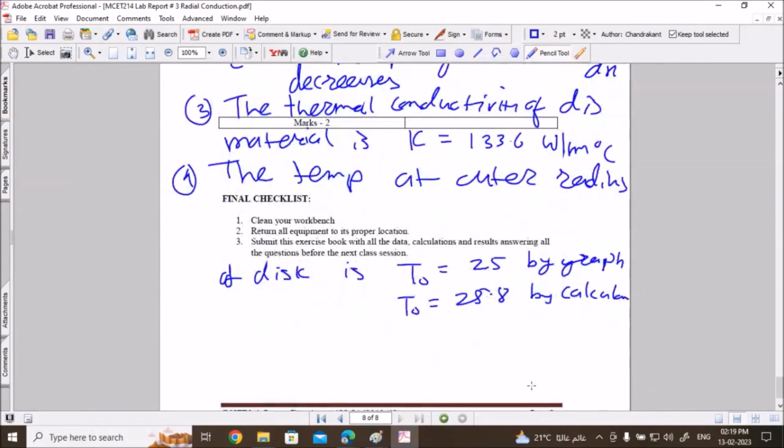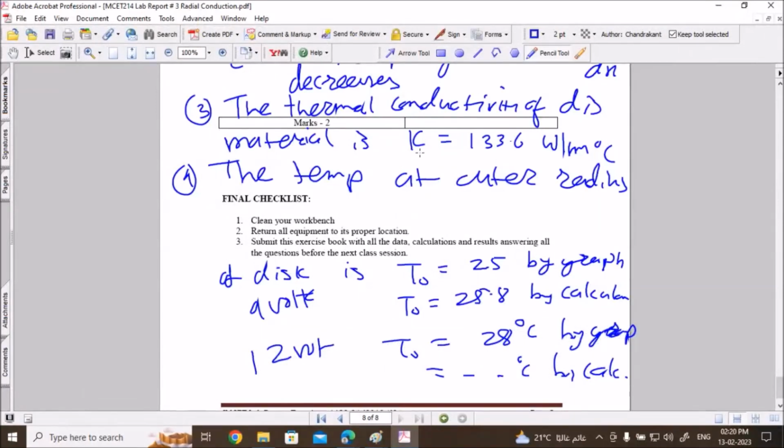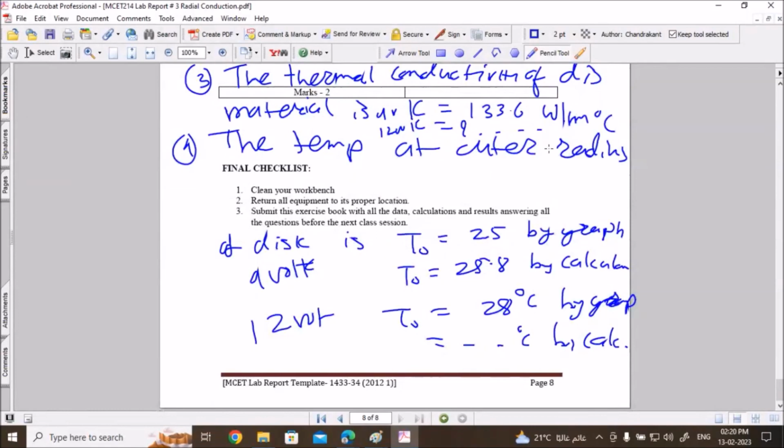So similarly, write down for 12 volt, write T0 is near about 20 degrees centigrade by graph and is equal to dash degree centigrade by calculation. You can add the thermal conductivity at 9 volt. This is for 9 volt and you can add for 12 volt also. K is equal to dash watt per meter degree centigrade. So this is the end of the experiment. Don't forget to clean the workbench.